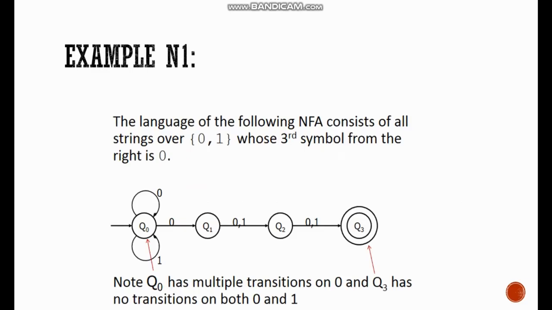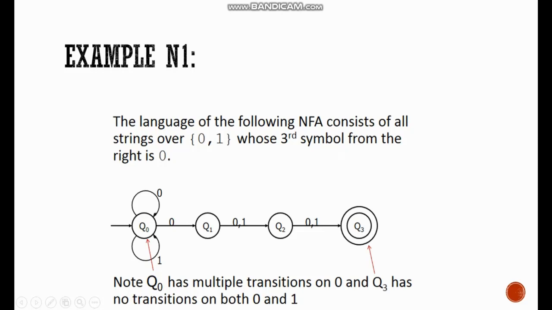Here is an example. The language of the following NFA consists of all strings over 0 and 1 whose second symbol from the right is 0, as you can see in the picture. Q0, Q1, Q2, and Q3. Q0 has multiple transitions on 0, and Q3 has no transitions on both 0 and 1.